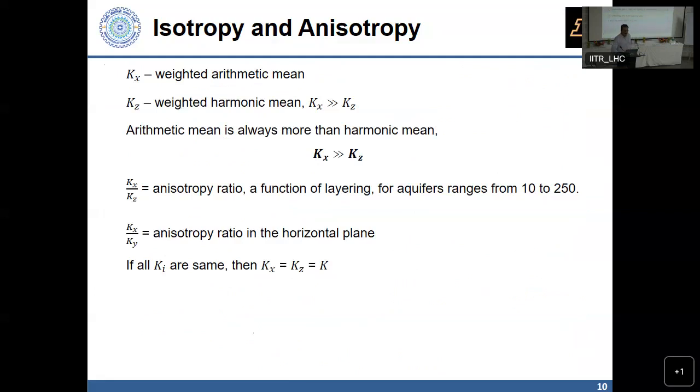So an anisotropy ratio sometimes talks about the difference between K sub X and K sub Z, a function of layers, and this ratio can be small or high. It will depend on the nature of the porous medium. So this idea of isotropy and homogeneity, heterogeneity, these all tend to be very scale dependent. But any questions over here?